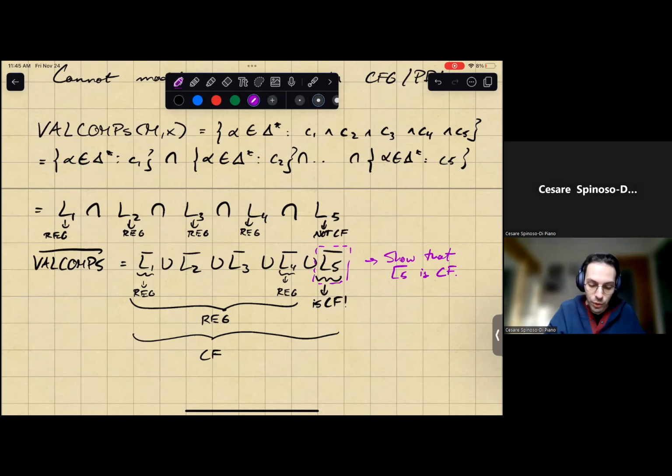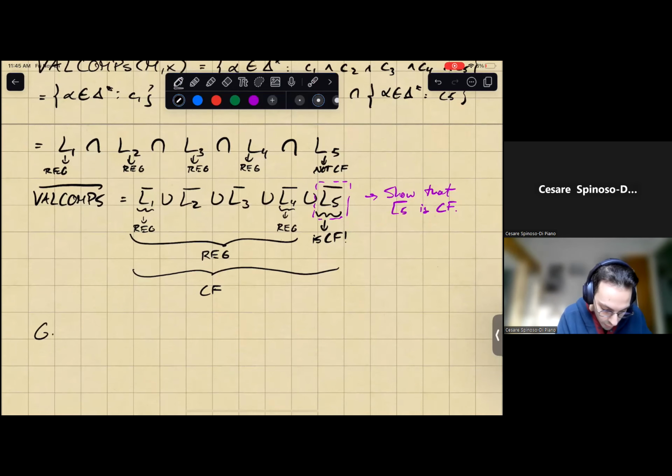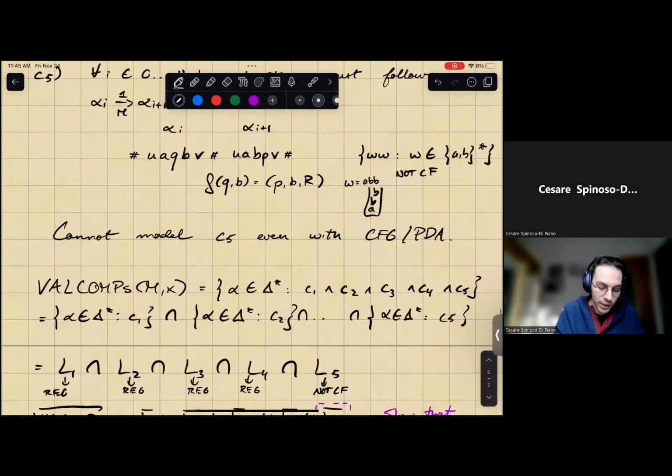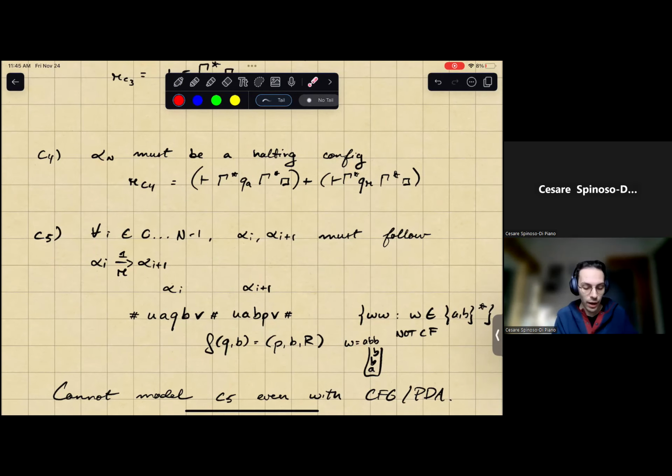And so our goal now will be to show that L5 complement is context-free. L5 complement means all of the strings which don't satisfy condition C5, meaning that there is a pair of consecutive alphas where this rule is broken. Okay, and so we're going to do that next.